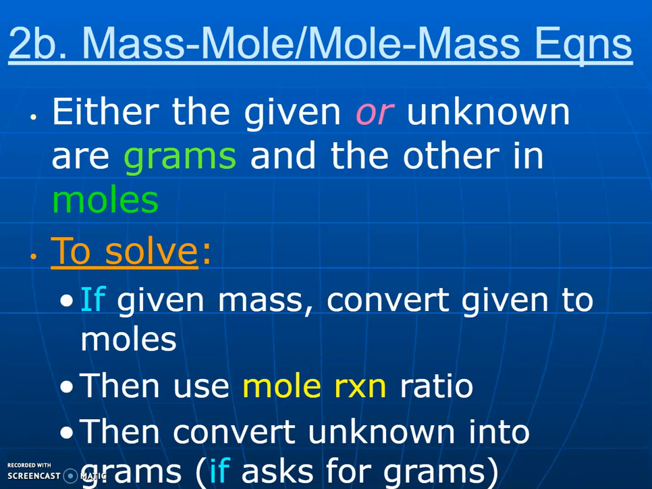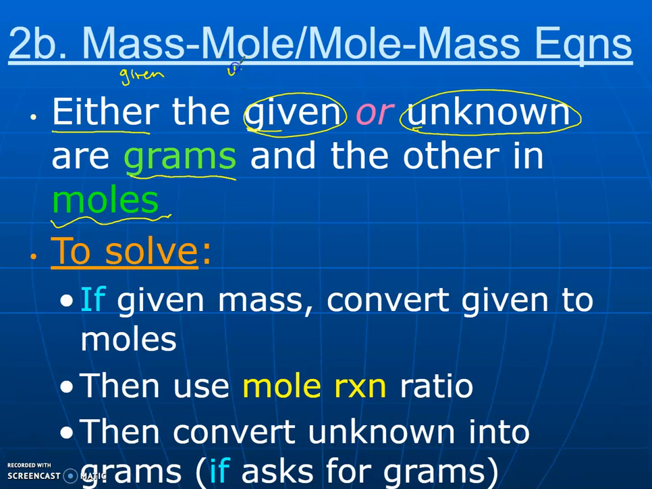Okay, so the way that these mass-mole or mole-mass problems are different is that either the given or the unknown is in different units than the other. One is going to be in grams and the other one's going to be in moles. If the given is in mass and the unknown is in moles, it's a mass-mole problem. If it's the other way, where your given is in moles and your unknown is in mass, then it's considered a mole-mass problem.